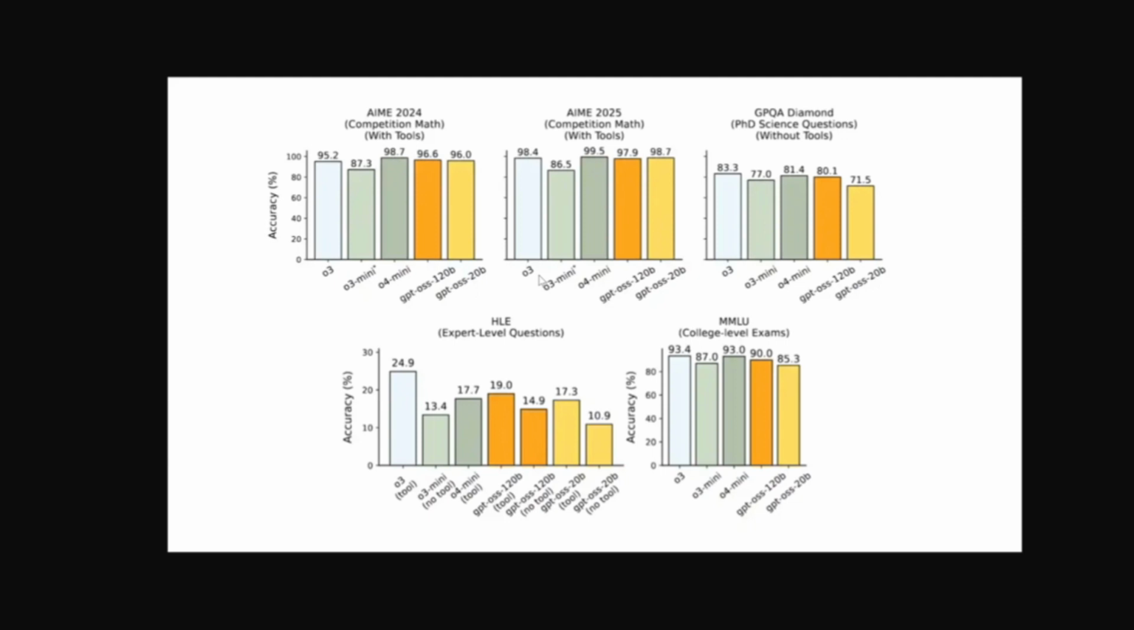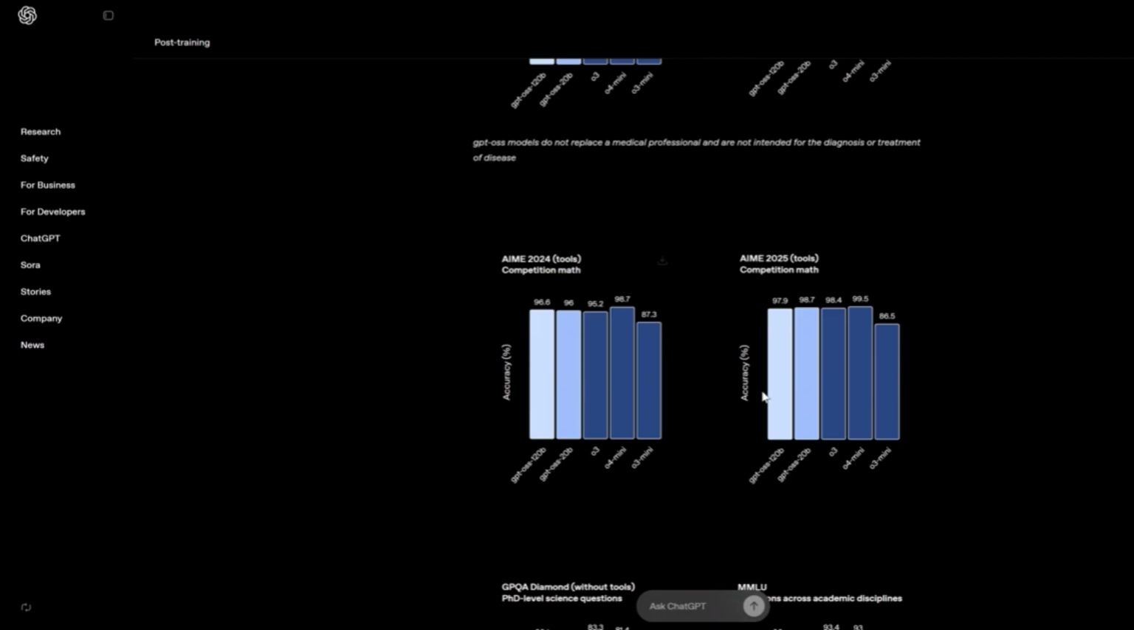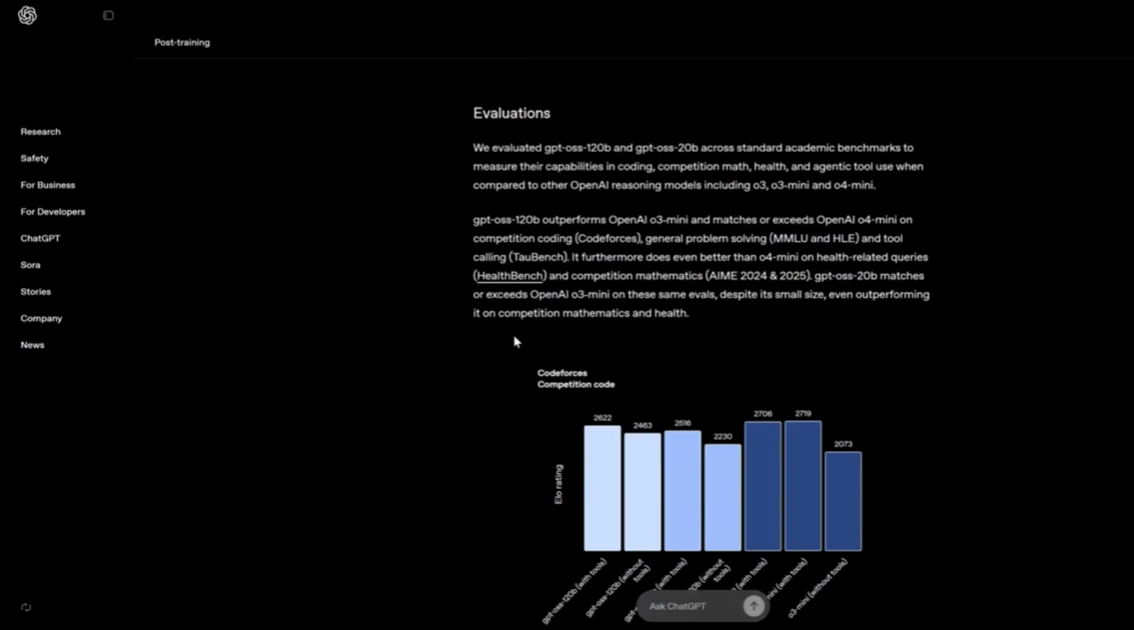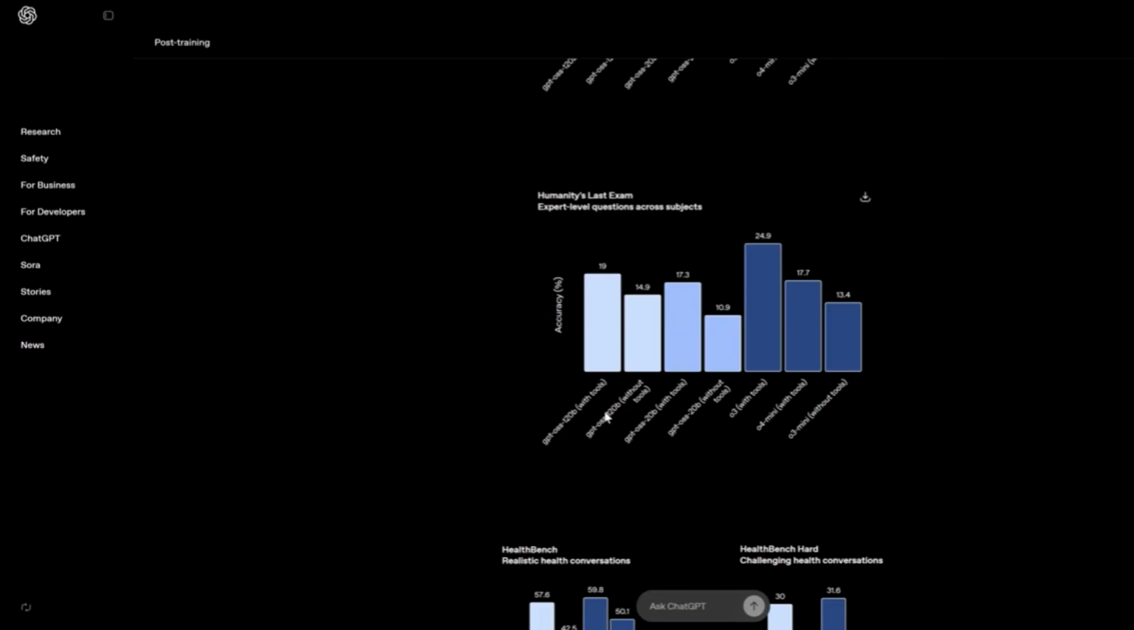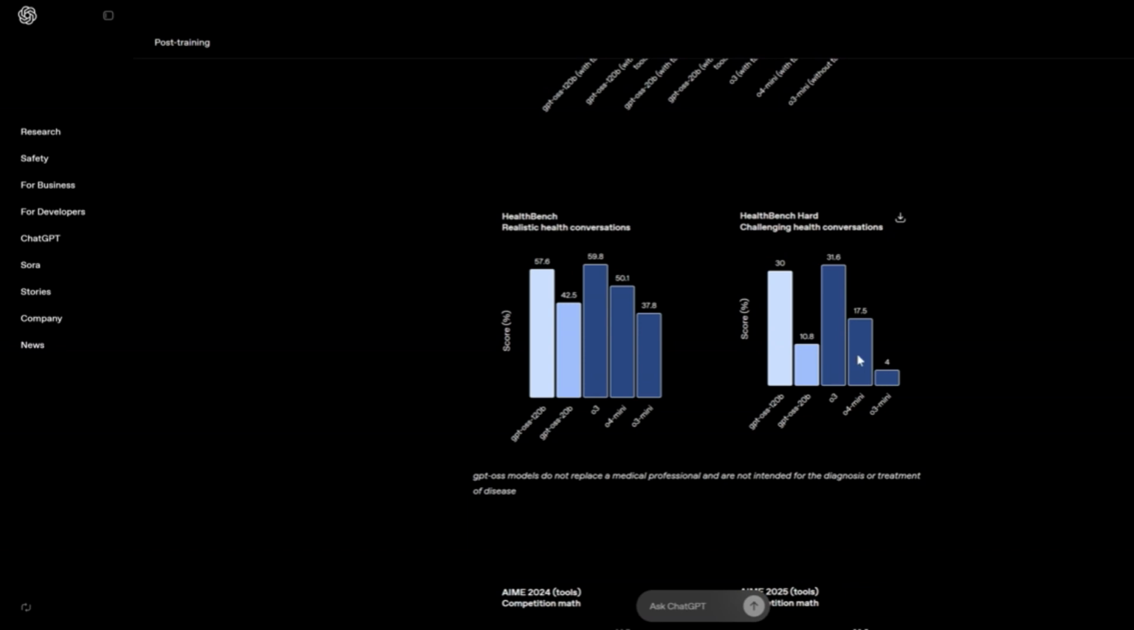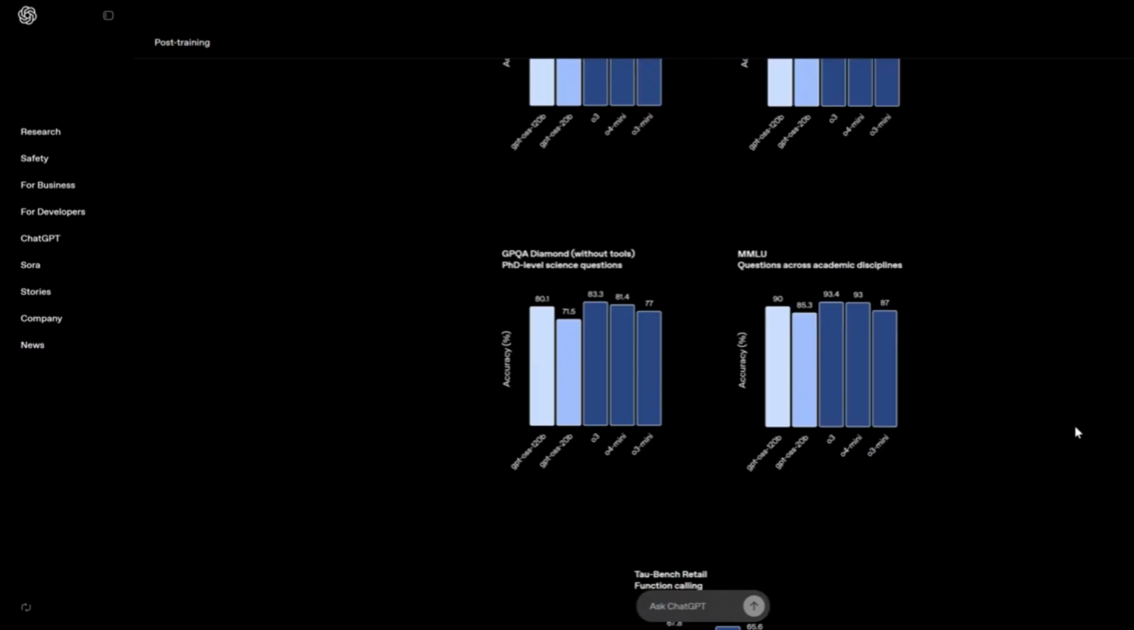Starting with MMLU, which tests general knowledge, GPT-OSS 120B scores 90.0%. GPT-OSS 20B gets 85.3%. For comparison, this puts the 20B model in the top 10 globally, sitting right behind Gemini 2.5 Pro. This benchmark tests everything from elementary math to professional medicine. When you see 90% on MMLU, that means this model is answering graduate-level questions across dozens of subjects correctly 9 times out of 10.